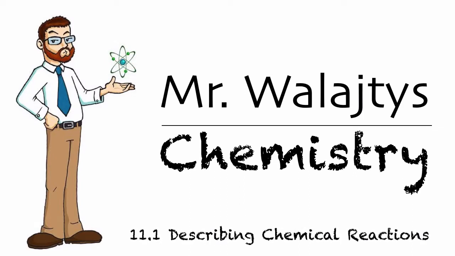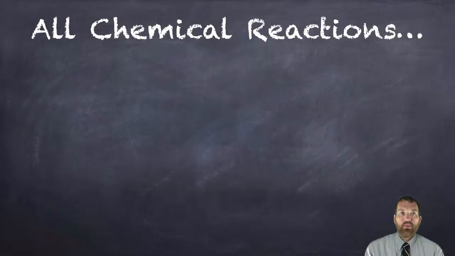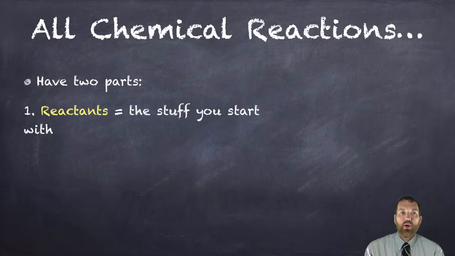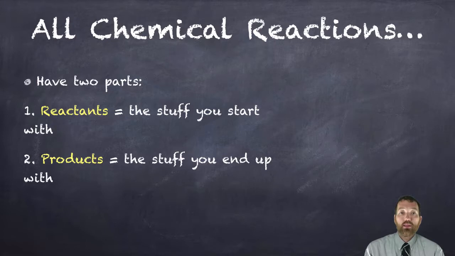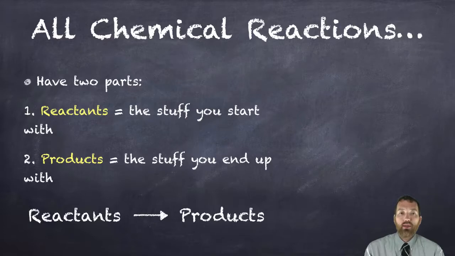In this section, we're going to learn how to describe chemical reactions. All chemical reactions have two parts: the reactants, which is the stuff that you start with, and then the products, that's the stuff you end up with during the course of the chemical reaction. Every chemical reaction has this kind of representation. We have reactants on the left, and then we have an arrow, and we have products on the right.